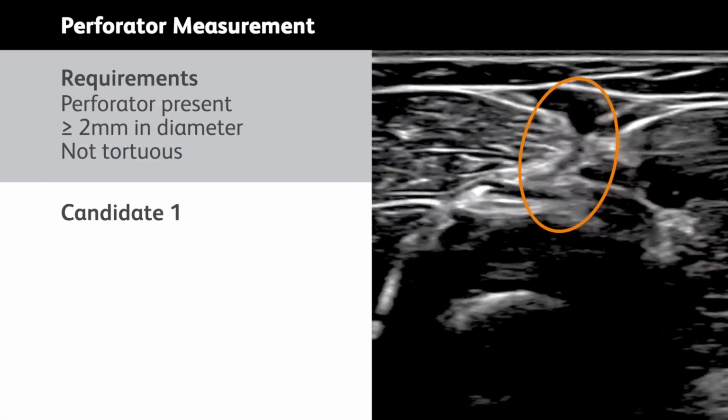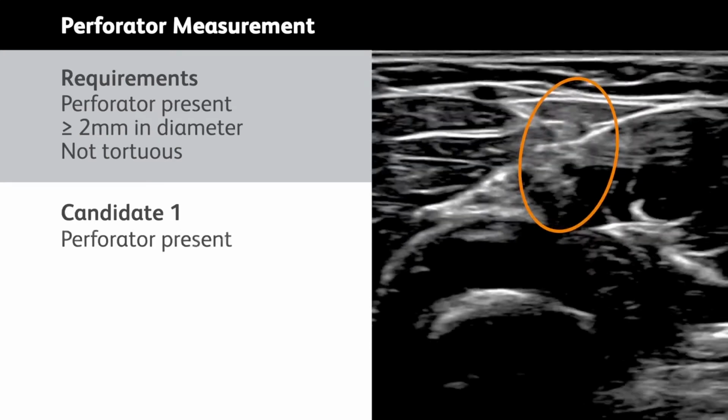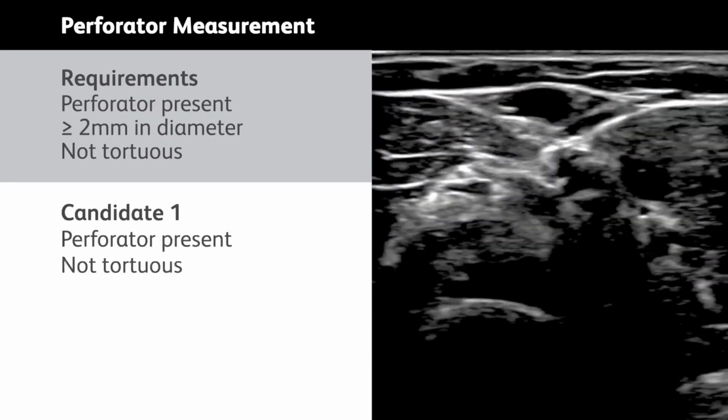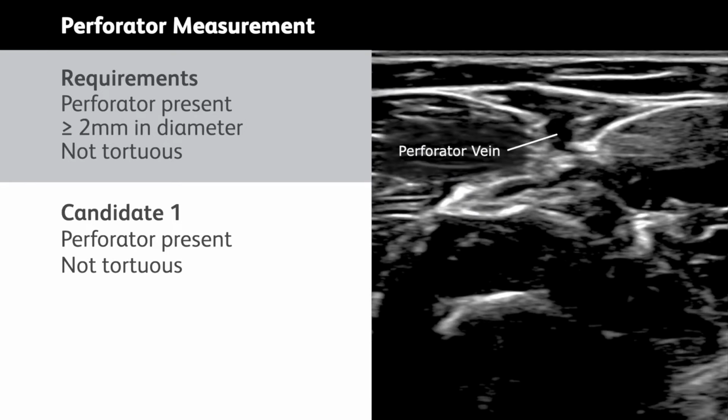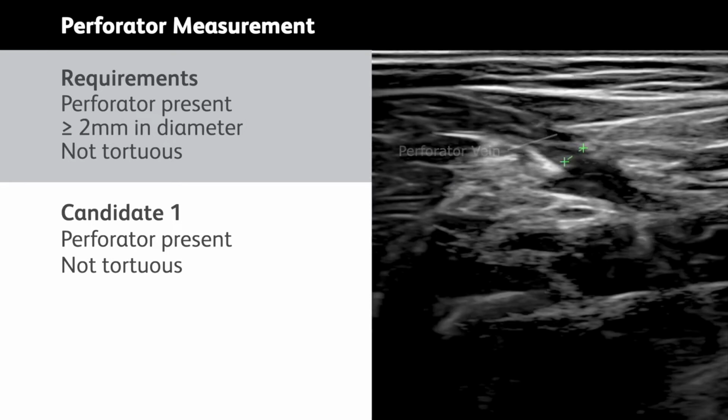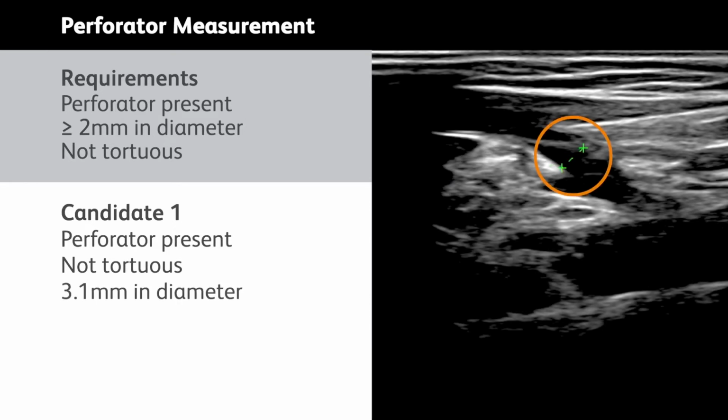In this case, we can quickly identify the patient has a perforator, that it is straight and communicating from the deep system to the superficial system. We measure the perforator and it is 3.1 millimeters in diameter, so we can continue screening this patient to determine if they are a candidate.